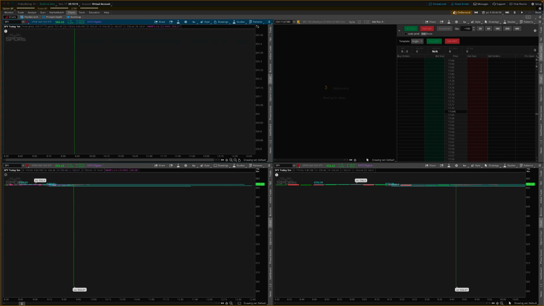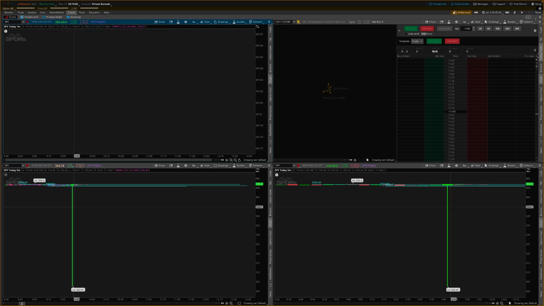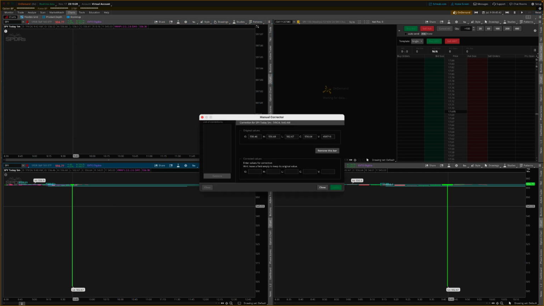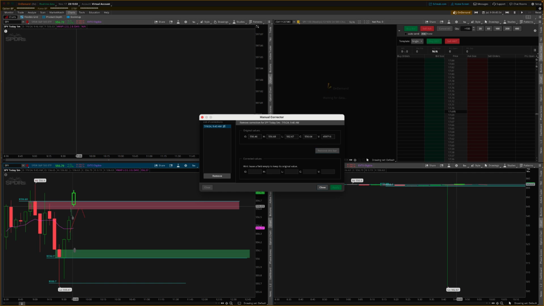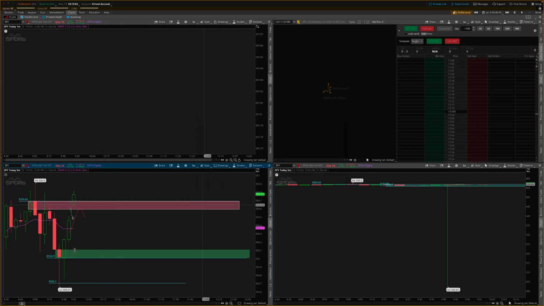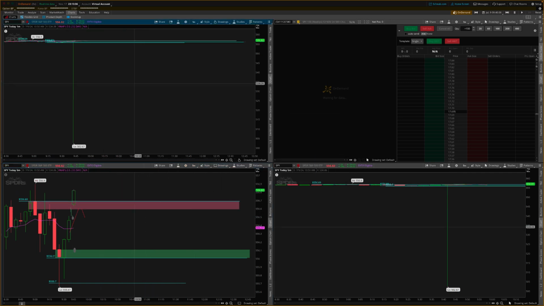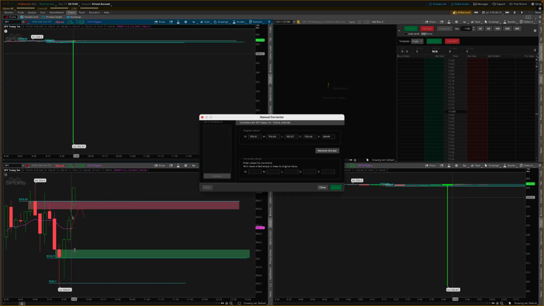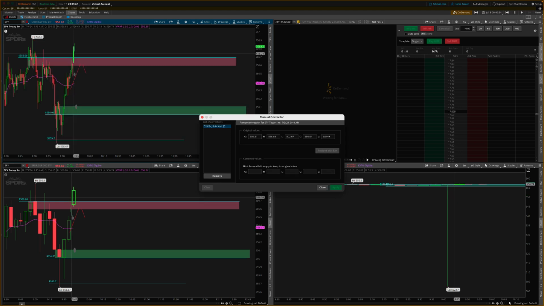Let's pull this back downward. Pull that up there. Let me see. Fix the stupid candle. Correct the bar. Let's see. Remove this bar. There we go. That's fine. Very weird bar. Remove this bar. Remove this bar. There we go.